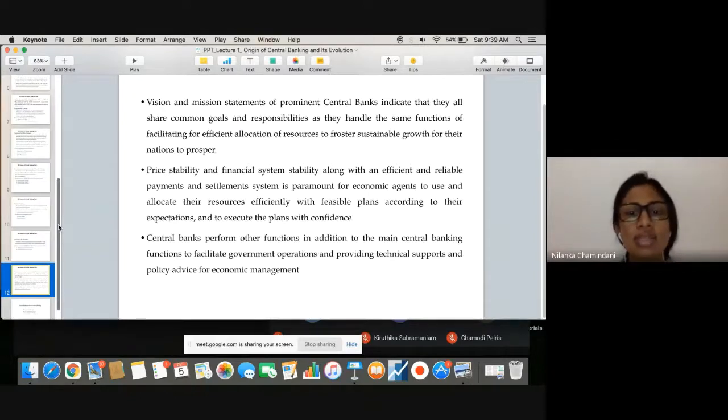Price stability and financial system stability, along with an efficient and reliable payment and settlement system, is paramount for economic agents to use and allocate their resources efficiently with feasible plans according to their expectations, and to execute the plans with confidence. In this sentence, we cover all the aspects that have to be covered by the central bank's responsibilities, right? So these are basically the things that should be ensured by the central bank, right? The objective should cover these aspects: basically, price stability and financial system stability.